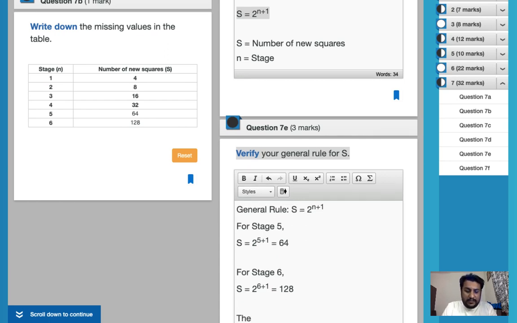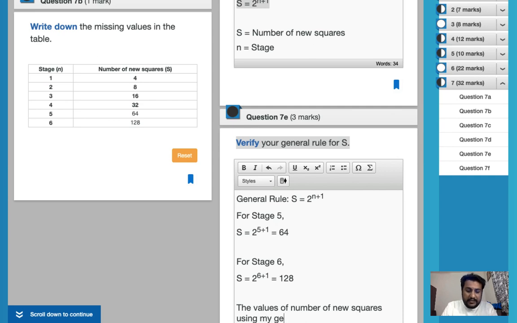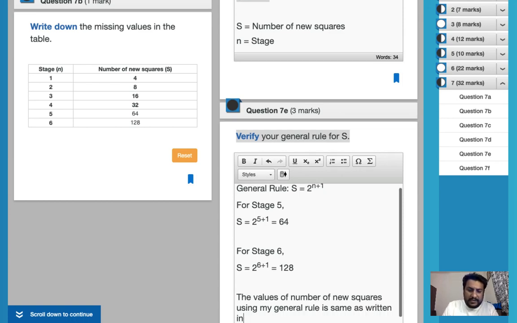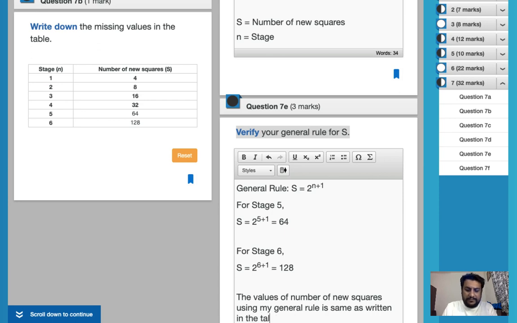Now the last line is important over here. The values for the number of new squares using my general rule are the same as written in the table using the pattern. This part is important.